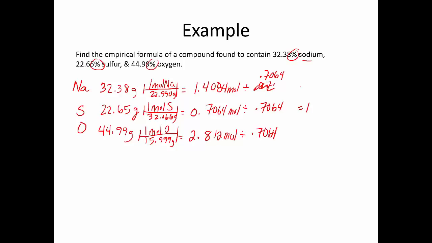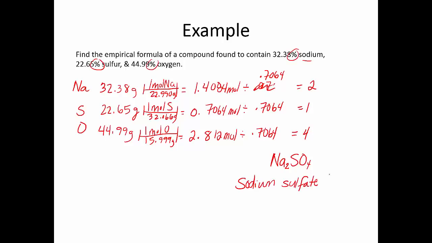Okay, this one on my calculator is close enough. It's within the tenth, so I'm going to round it to 2. This one on the calculator, again, close enough. I can round it to 4. So look, you have the whole numbers, so we don't need that step 5 here because they were all close enough that we could round. So your formula would be Na2SO4. This is sodium sulfate.